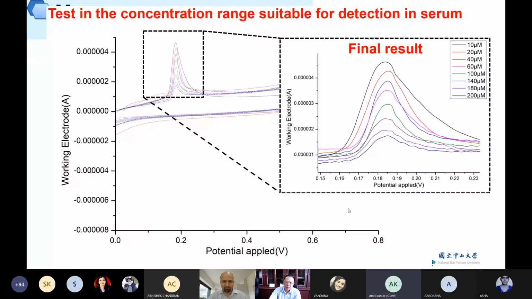After the preliminary test, we tried to use this sensor to test if we can use it for detection in serum. And this is the final result. We have a very linear graph from about 10 micromolar to 200 micromolar concentration of creatinine.